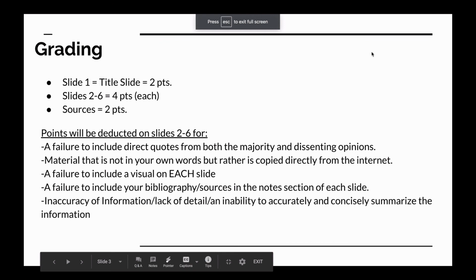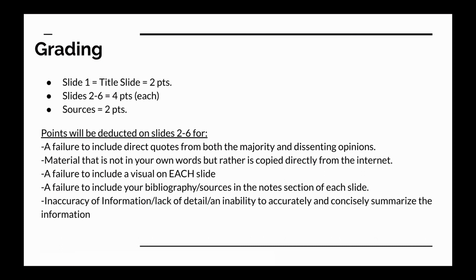And then an inaccuracy of information or a lack of detail or an inability to accurately and concisely summarize your information. Basically, if what you're saying is wrong, or if what you are saying is very vague and doesn't contain the detail that is required for a famous Supreme Court case of this nature.